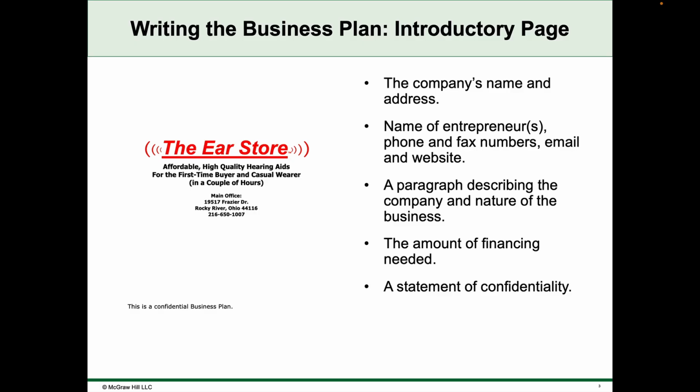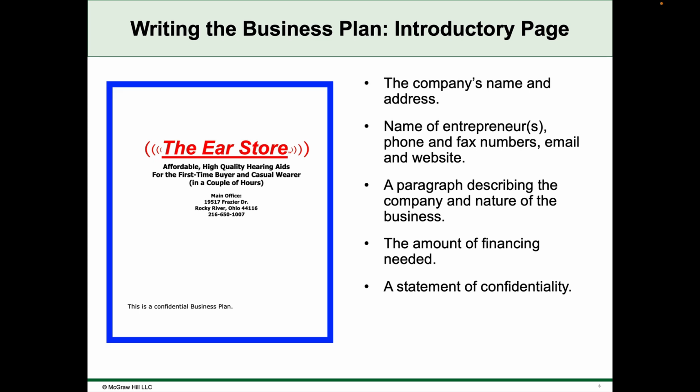And let's start just taking a look at the actual document, because this is the time where you can start writing your own business plan. So to begin with, you'll have the introductory page. And as you can see, you have the name of the business. In this case, it's the Ear Store. And it has a little description of what it is, an address. And then it mentions that it is a confidential business plan.